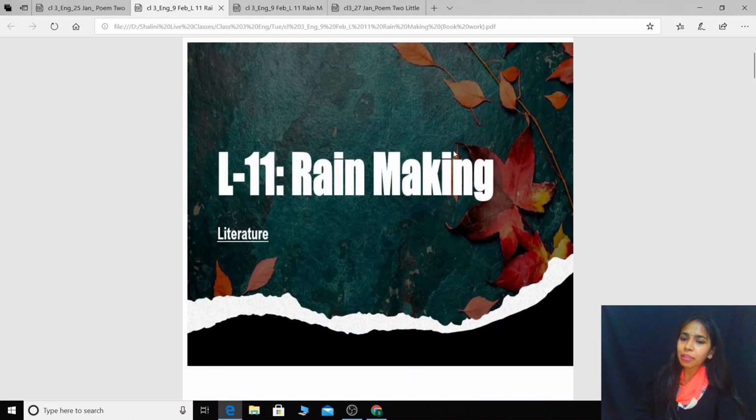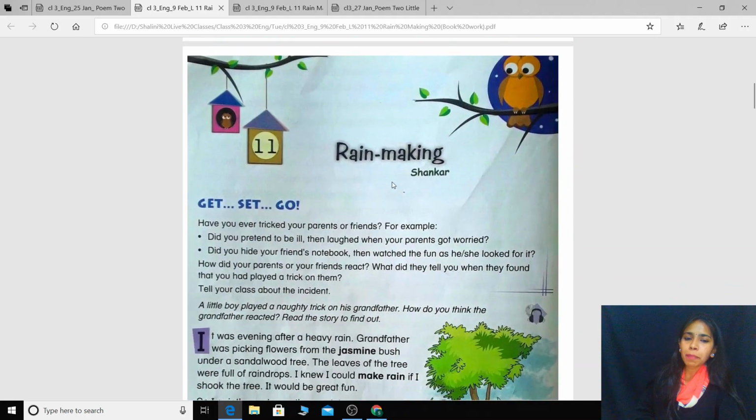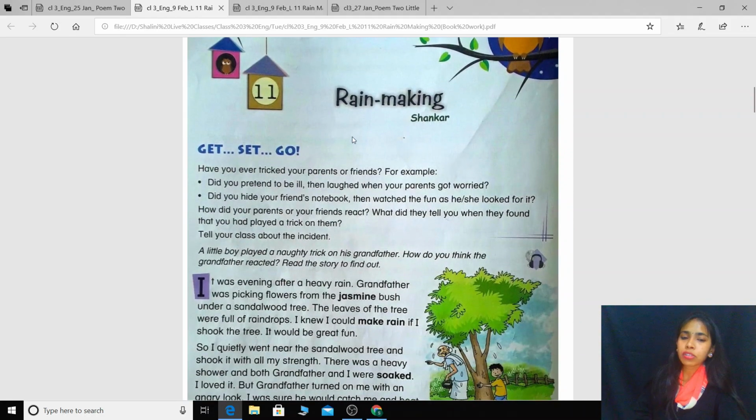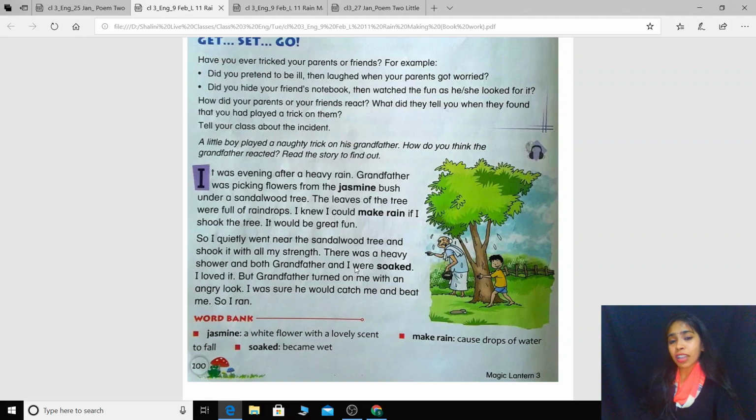So that is Rain Making, right? So in this chapter, children, we know this story, right? We have read the story written by Shankar, and he is telling about his childhood time, when he remembered one of his memories as a child, and he has described the incident that once he played a prank with his grandfather and what was the result of it, right?